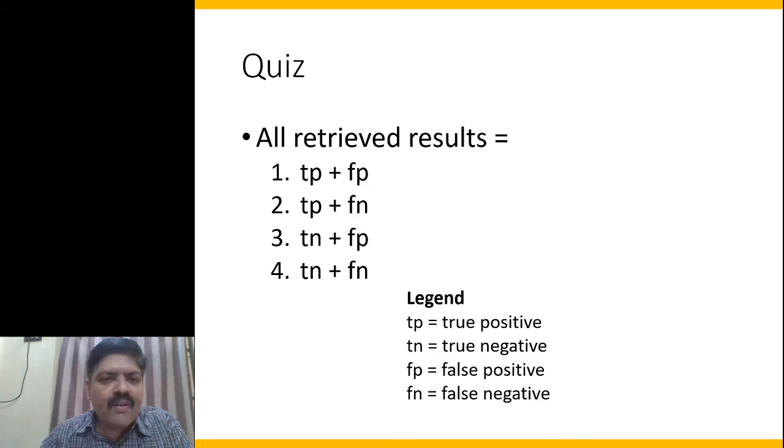So all the retrieved results, right? Everything that is positive is retrieved. So what are all the choices that we have? The true positives are the retrieved ones which are good, and the false positives are the retrieved ones which are bad. So the true positives and the false positives together make all the positives, and that's why all retrieved results are simply TP plus FP. Great.